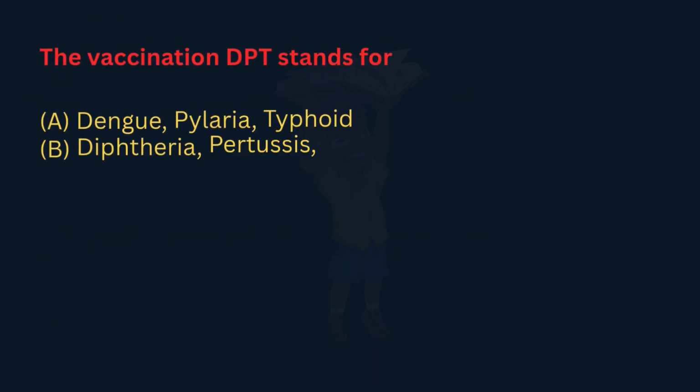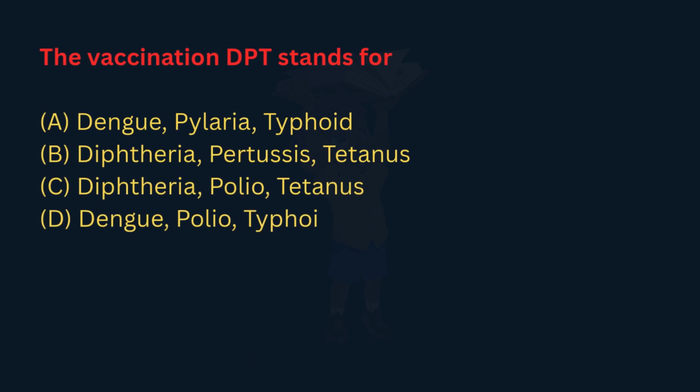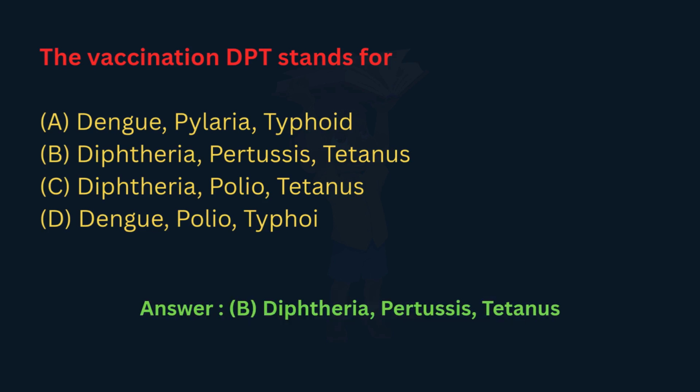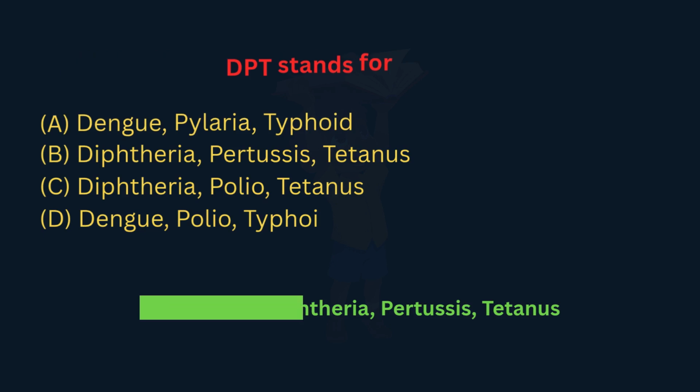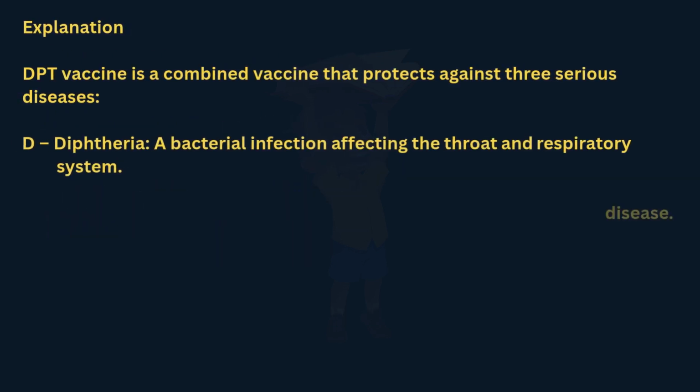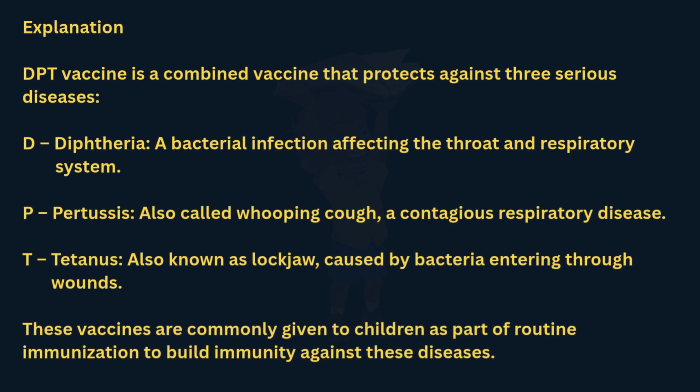The vaccination DPT stands for: A. Dengue, polio, typhoid. B. Diphtheria, pertussis, tetanus. C. Diphtheria, polio, tetanus. D. Dengue, polio, typhoid. And the answer is option B, Diphtheria, pertussis, tetanus. Explanation. DPT vaccine is a combined vaccine that protects against 3 serious diseases.